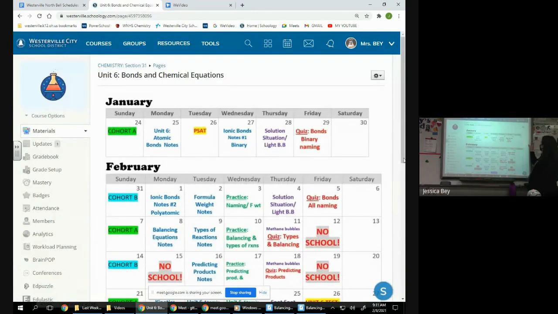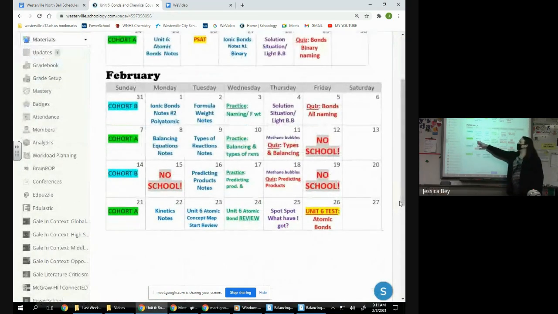So we are here on the 8th. And so you do not have school on the 12th. You do not have school on the 15th. Parent-teacher conferences are on the 17th and the 18th. And you do not have school on the 19th. So there's a nice little 3-day week there. Okay. So that's kind of what we're looking at.